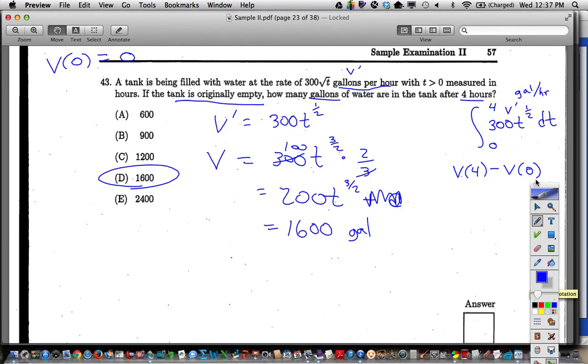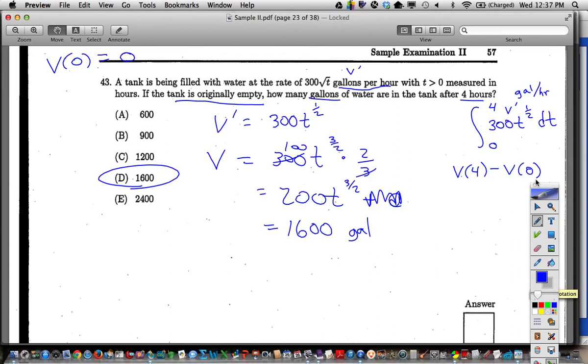The total change in gallons. So when I do a definite integral, again, there's no plus C, which of course there isn't when you do a definite integral. It's the total change in gallons. Okay? It's the change in the gallons. This does not take into consideration what was there at the beginning.